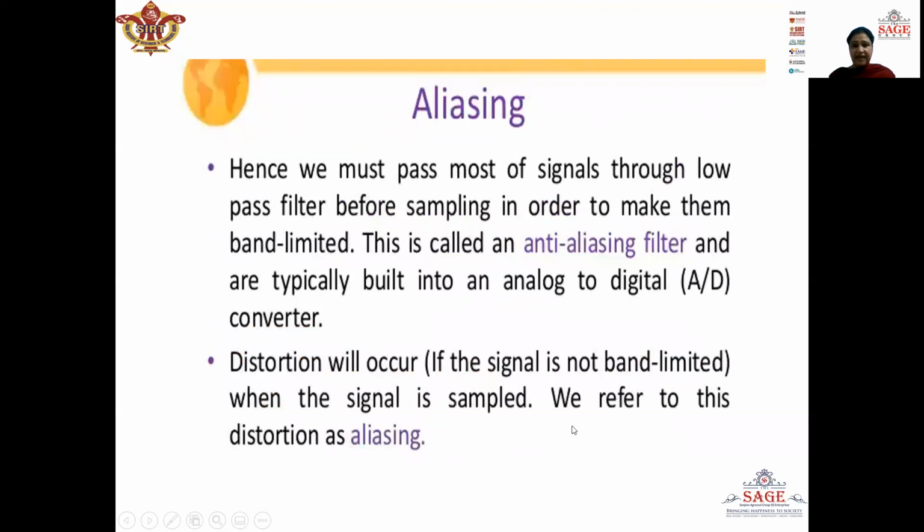For removing the aliasing effect, or for minimizing it, we pass most of the signals through a low pass filter before sampling, so that we get a signal which has only frequencies up to omega s by 2, so that the effect of the overlapping will be reduced. Now, this low pass filter is known as an anti-aliasing filter. Distortion will occur when the signal is sampled. And if we use an anti-aliasing filter, the effect of this aliasing will be reduced.